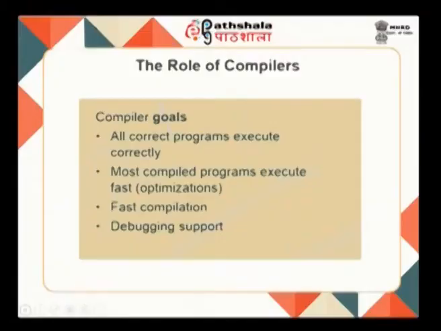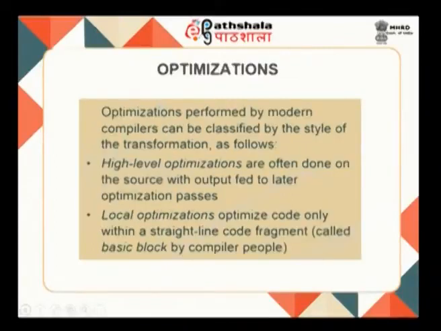So, when you look at the goals of the compiler, you will obviously have to know that all correct programs should execute correctly. The compiled programs should execute at a very fast rate. So, you should be allowed to do optimizations, you should have fast compilation, and you should also have debugging support. When you look at optimizations performed by the compiler, it may be high level optimizations, or local optimizations that optimize code within only a straight line fragment.